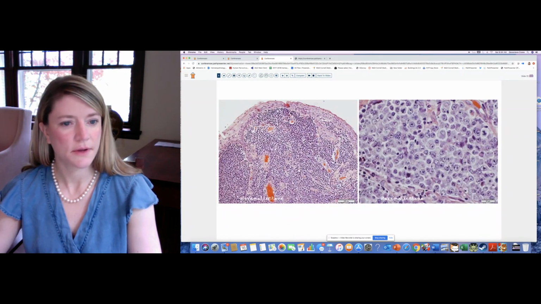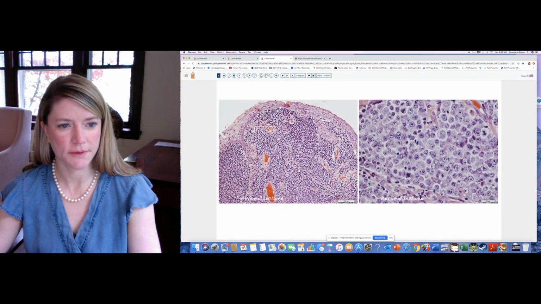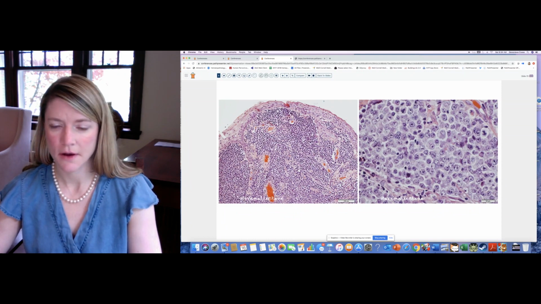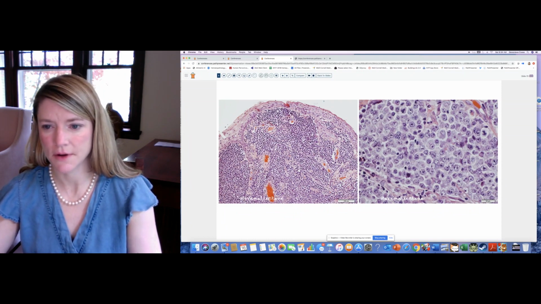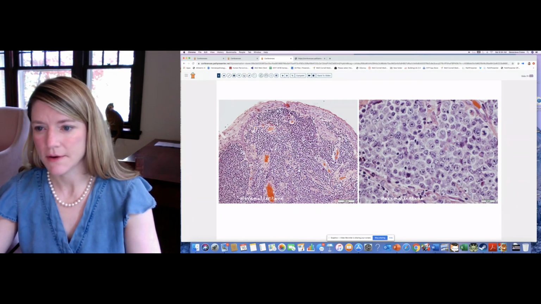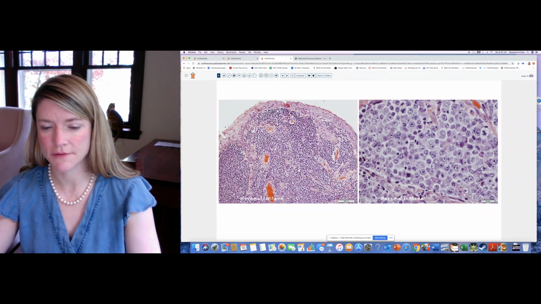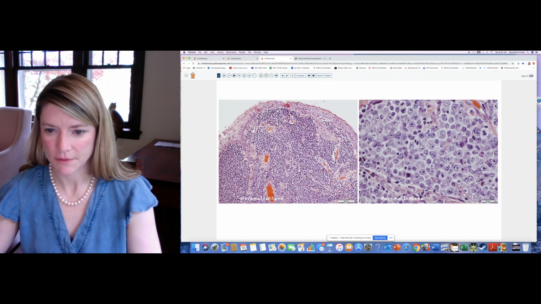And here's some images I took of, I believe it might have been the same case, and you can see the nuclear morphology a little bit better with the standard photomicroscopy here, with numerous mitotic figures and these prominent nucleoli with open chromatin.